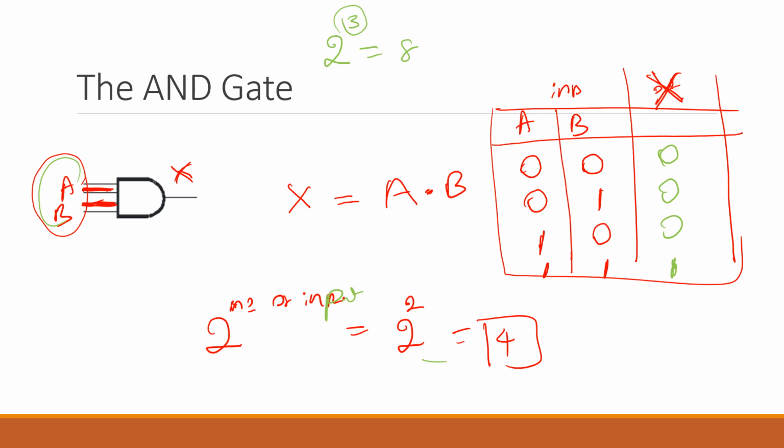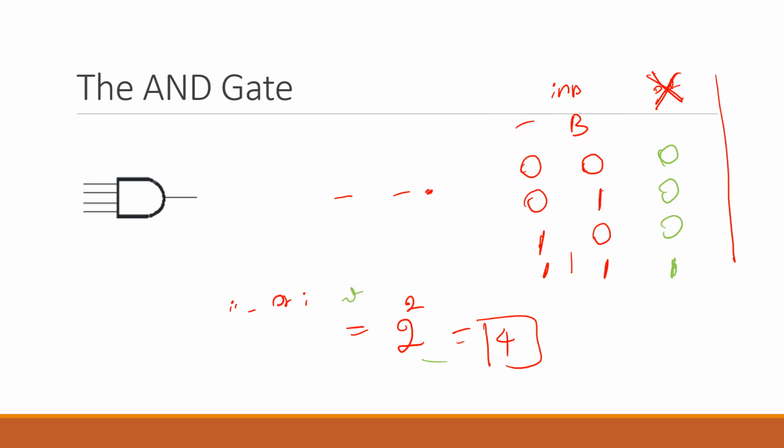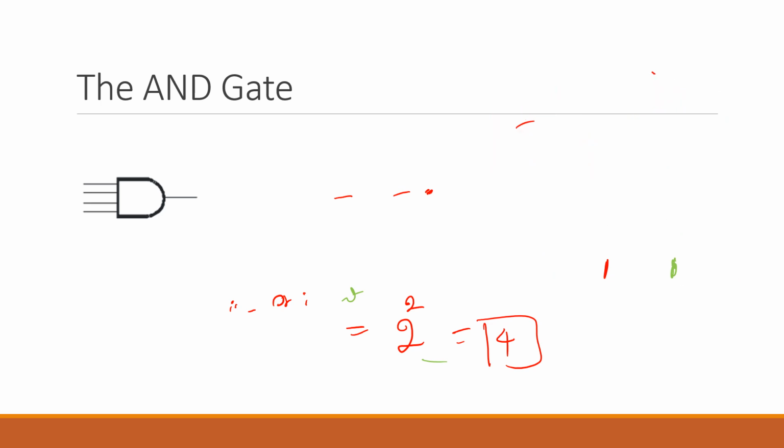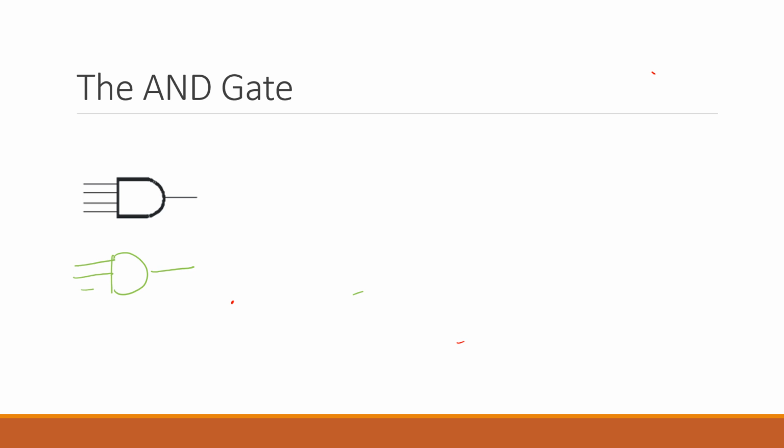So I'll give you time to draw the truth table for 3 inputs. We have A, B, and C, 3 inputs. When you have 3 inputs, how many combinations do you write? 8, isn't it? 2 to the power 3. So we can write the symbol. We have 3 inputs, which are A, B, and C, so we can write X as your output: A dot B dot C.